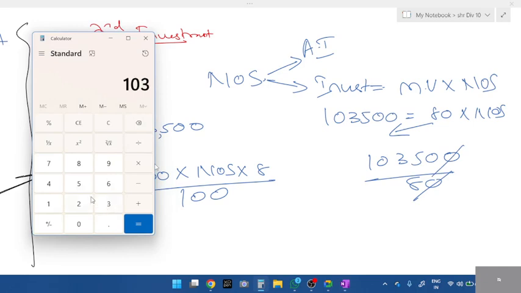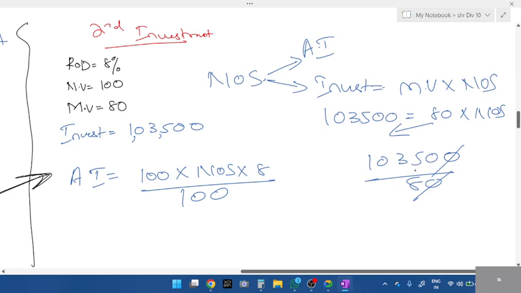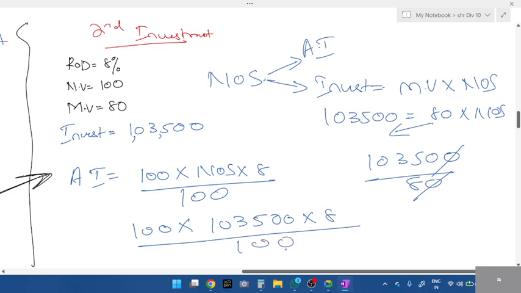See, this model paper, they have given all tough, lengthy questions, students. 10 divided by 8. 10350 divided by 80. How come we are getting so much number of shares? 1035. Okay, if you invest 1035 divided by 80. 100 into number of shares is 10350 into 8 divided by 100. Can you check the answer in the text?